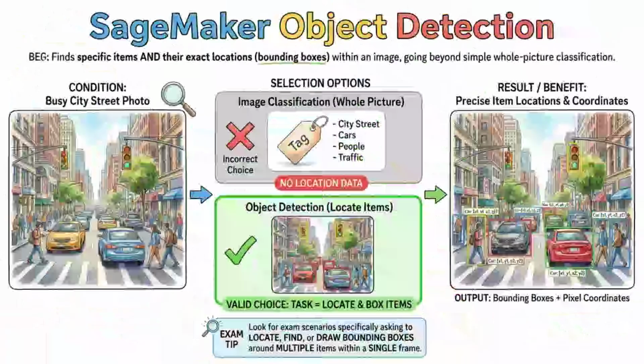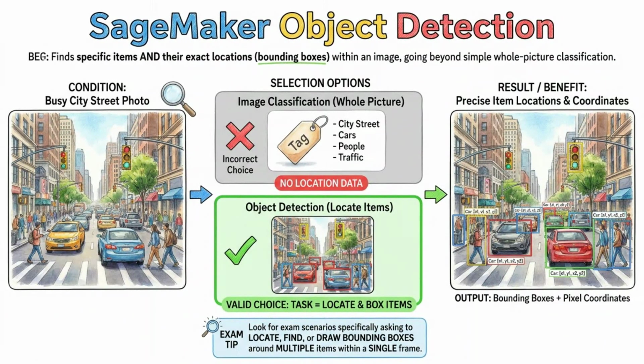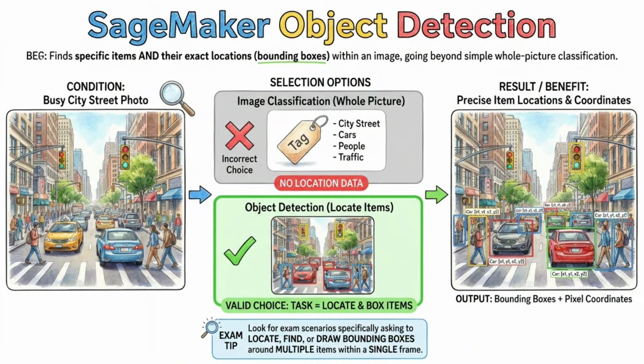While image classification looks at the whole picture, the SageMaker object detection algorithm goes a massive step further by finding exactly where specific items are located inside that picture. If you give it a photograph of a busy city street, object detection will mathematically draw tight little boxes around every single car, pedestrian, and traffic light it sees. It not only tells you what is in the image, but it precisely gives you the exact pixel coordinates of where everything lives. You will easily recognize object detection on the exam when a scenario specifically asks to locate, find, or draw bounding boxes around multiple items within a single frame.